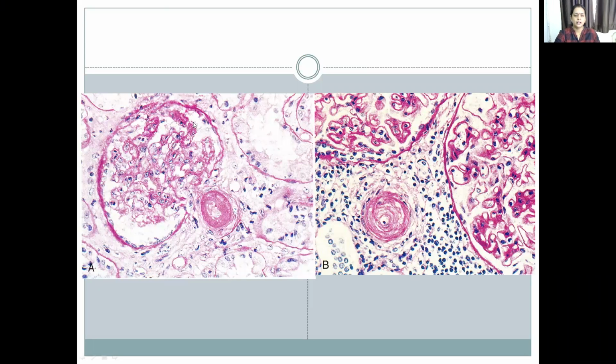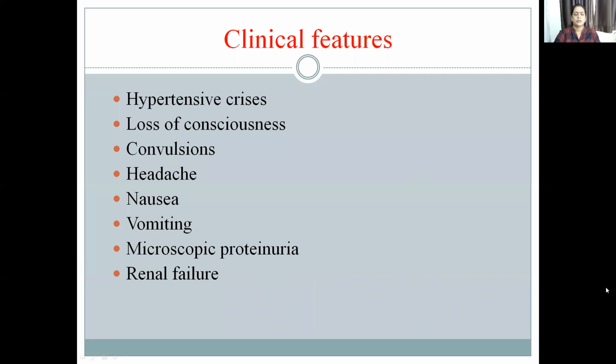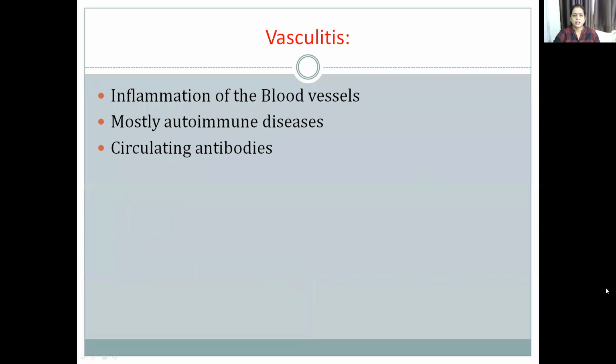So here you are seeing the glomerulus. It has a narrowing of the lumen. Here you are seeing the onion skinning, which is very characteristic of malignant nephrosclerosis. So the clinical features: hypertensive crisis, I told you, is loss of consciousness, convulsions, headache, nausea, vomiting, microscopic proteinuria, and associated renal failure that can occur as a result of increased pressure in malignant hypertension.